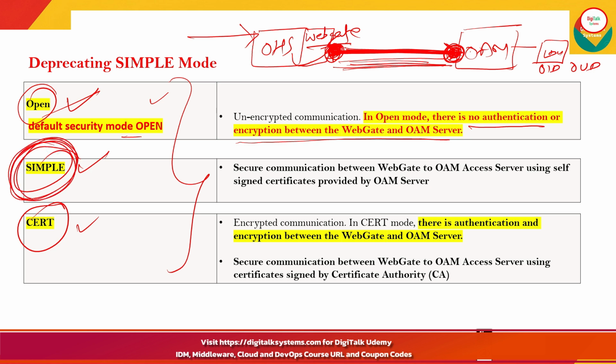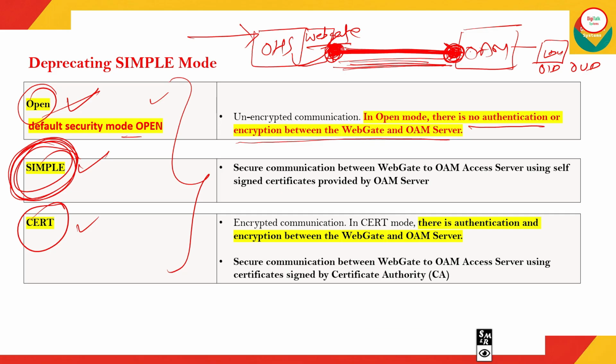So in simple mode, the communication between WebGate and OAM is encrypted. This encryption is done with the help of Oracle-provided single sign-on certificates. We have different kinds of certificates, like self-signed certificates and third-party certificates. So for encrypting the communication between WebGate and OAM, there was a simple mode.